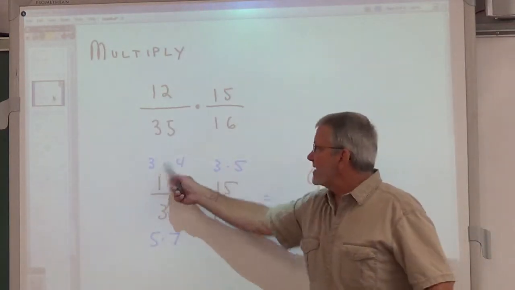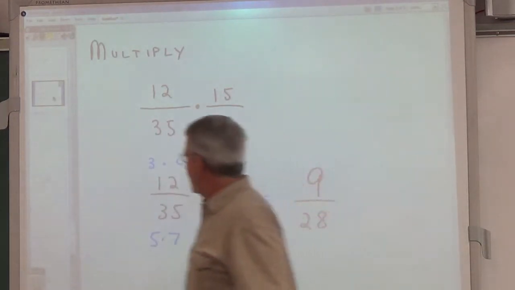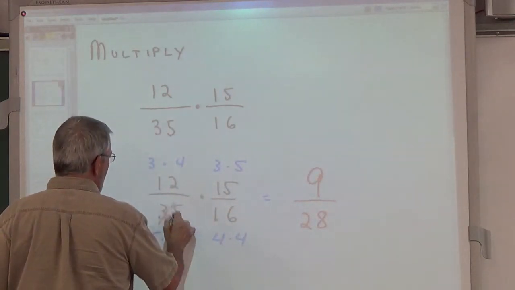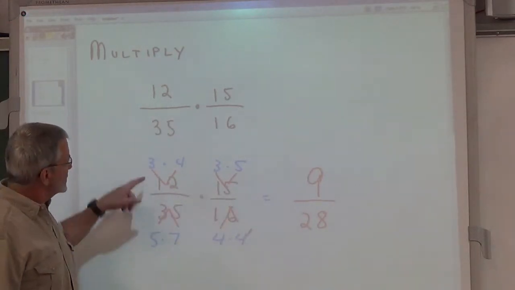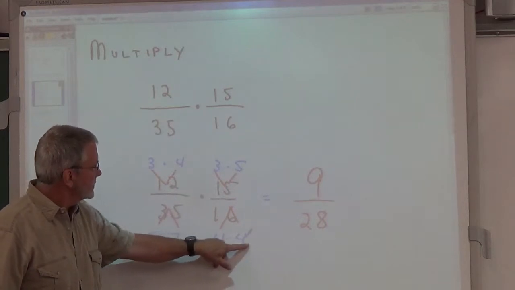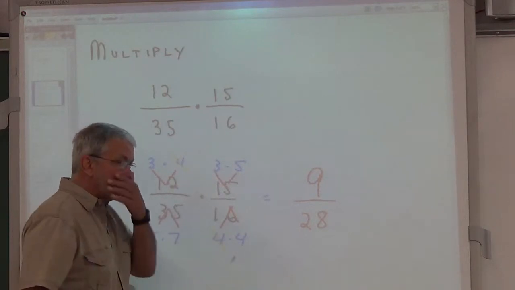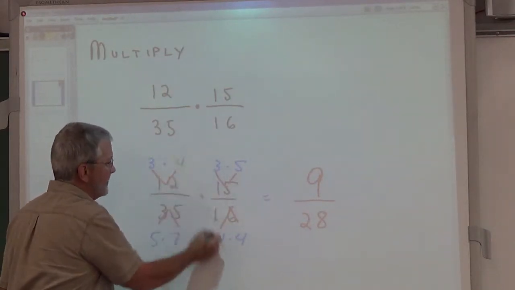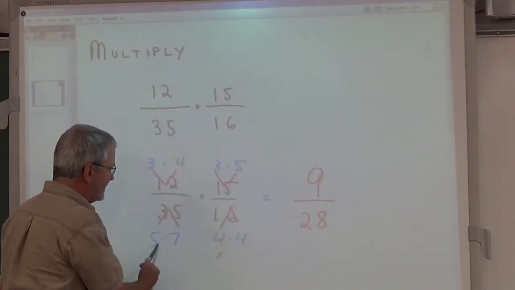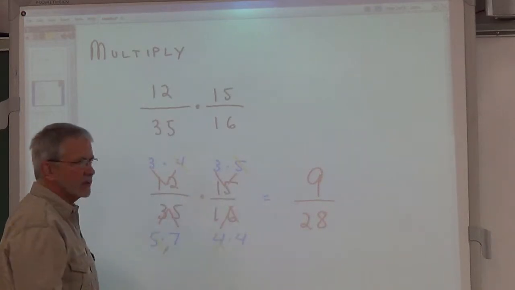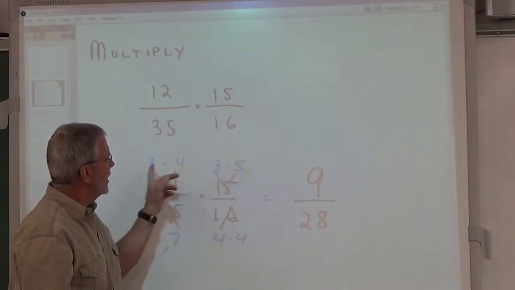Now I have 3 times 4 over 5 times 7, times 3 times 5 over 4 times 4. You can do little factor trees if you want. Now we're simply going to cancel like factors. Do I have a 3 on the bottom? No, I don't. Do I have a 4 on the bottom? Oh, right there. So I can cancel those 4s, and those become 1s when you cancel them. I don't have any 3s, so leave the 3s alone. How about a 5? Do I have a 5 on the bottom? Oh, right there. So this 5 and this 5 cancel. Now what do I have left on top? I have 3 times 1 times 3 times 1. 3 times 3 is 9.